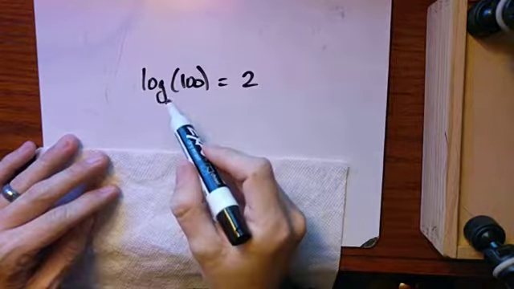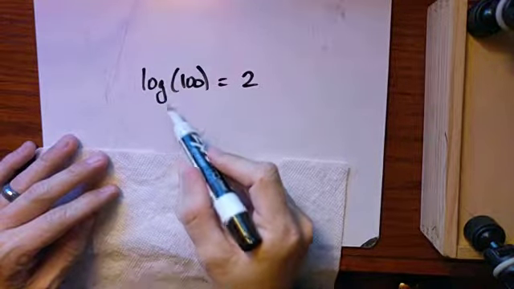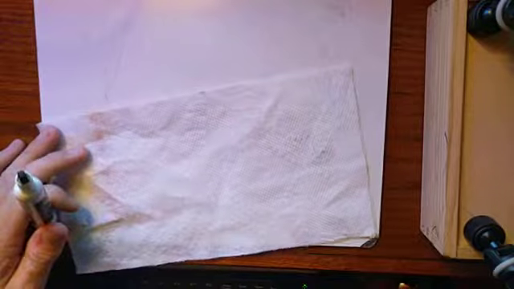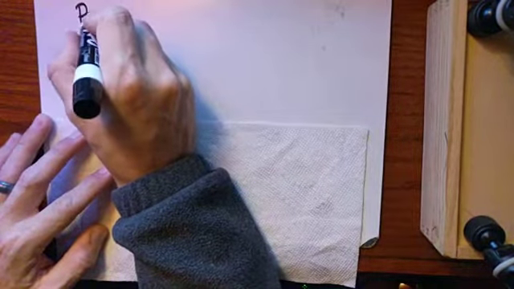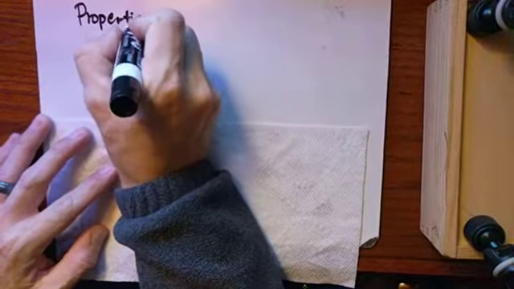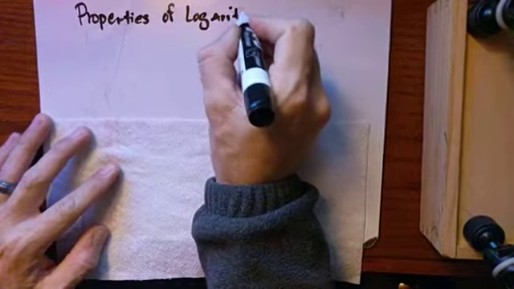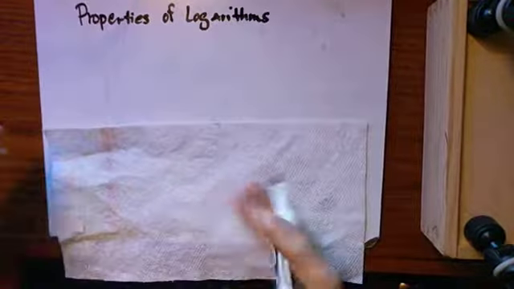Okay. The exponent goes on top of a 10. 10 to the 2 is equal to 100. So that's kind of how that works out. Okay. So now what we're going to do is talk about properties of logarithms. There are some properties of logarithms that you can use to manipulate logs.